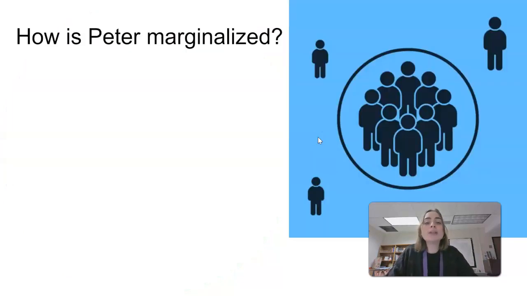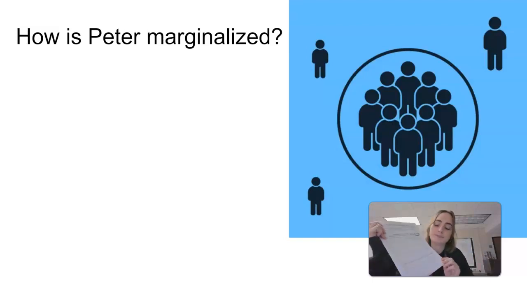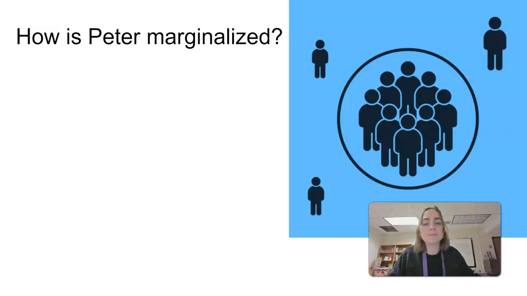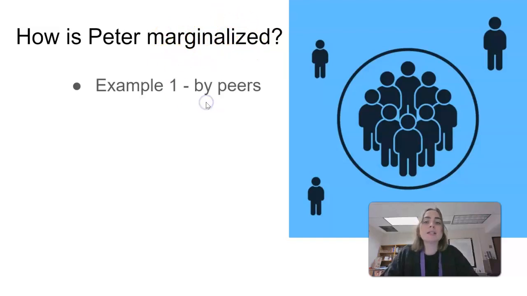And so while we read this book, we want to think about how Peter is being marginalized. This is a word we've talked about before, but I want to remind you, the margins or being marginalized, the literal definition of margins is just like the white space on the edge of a piece of paper. And so being marginalized means being pushed from the center of society to the sides, being treated unfairly, and being pushed away from power. So how is Peter being marginalized in this book?